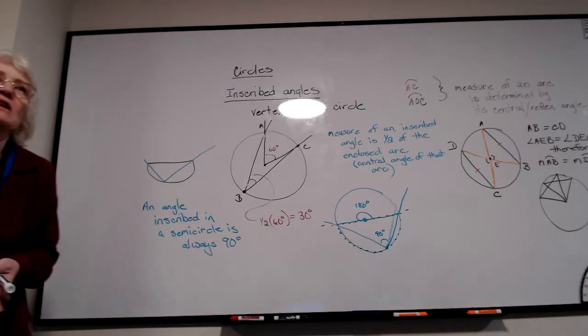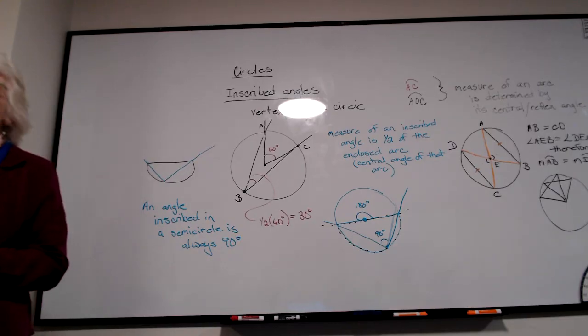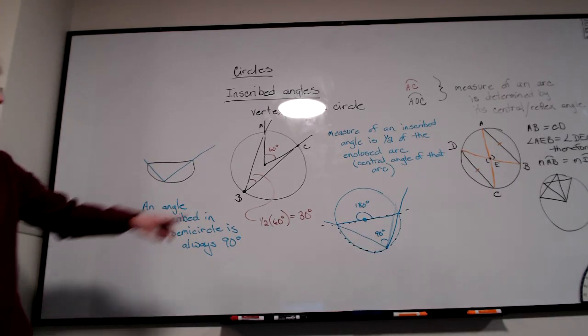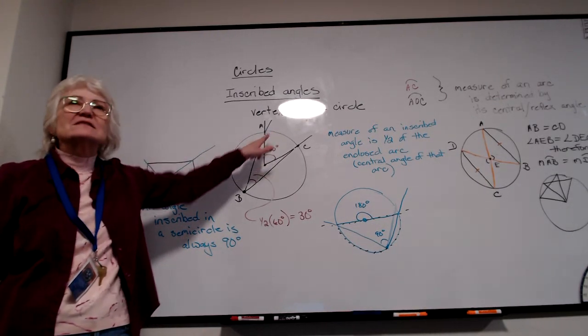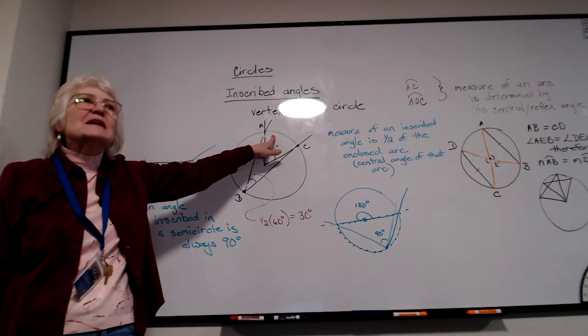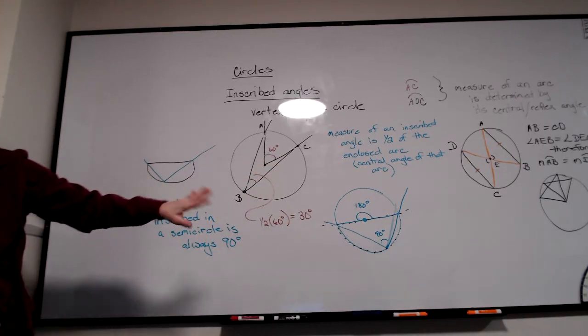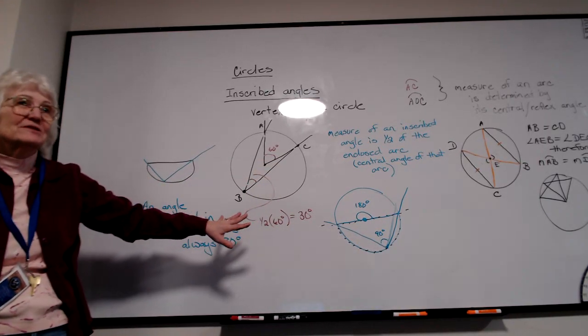We've defined what an arc means. We've defined how to label an arc. We've defined that a central angle and its arc have the same measure. Same thing with the reflex angle and its arc. They have the same angle, or measure, excuse me.